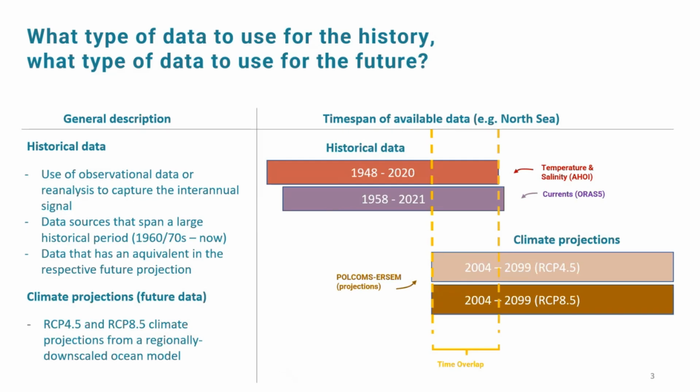And for the North Sea, this would be for example, when using the temperature data from the Ahoy dataset and also the salinity data from the Ahoy dataset, and currents data from ORAS-5, which is also a reanalysis. And for the climate projection for the future, we would use the Polkom's Asm dataset, which is a regionally downscaled ocean model for the climate projections RCP 4.5 and RCP 8.5. And yeah, they have a different extent, and their overlapping period is from 2004 to 2020 approximately.